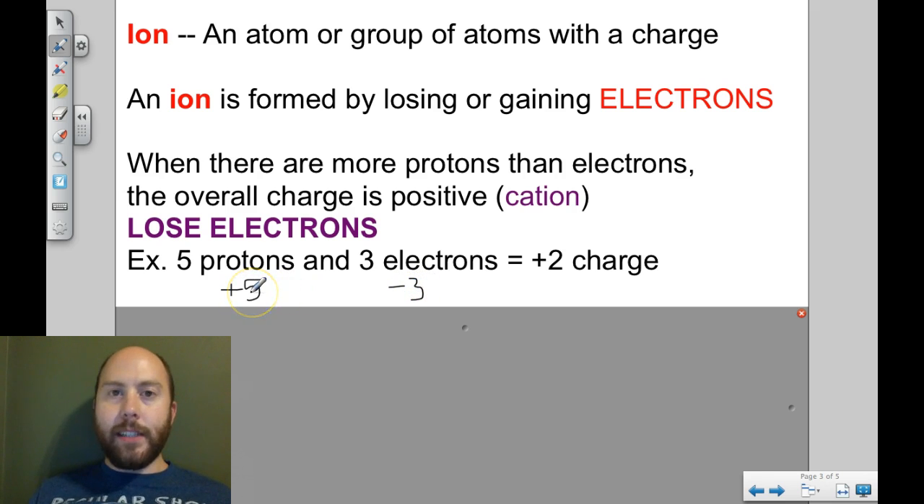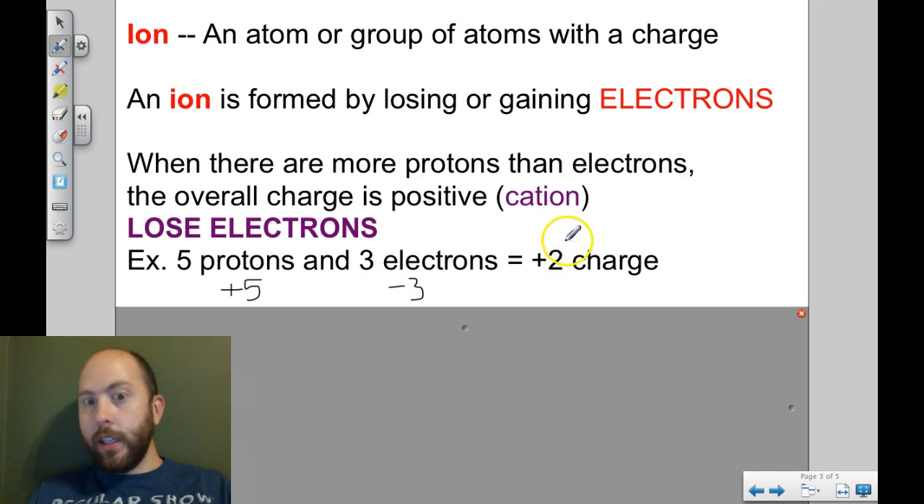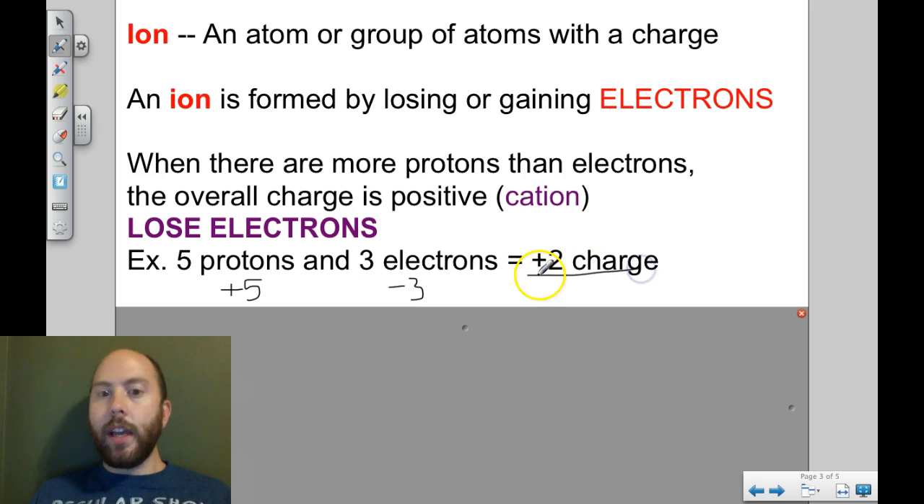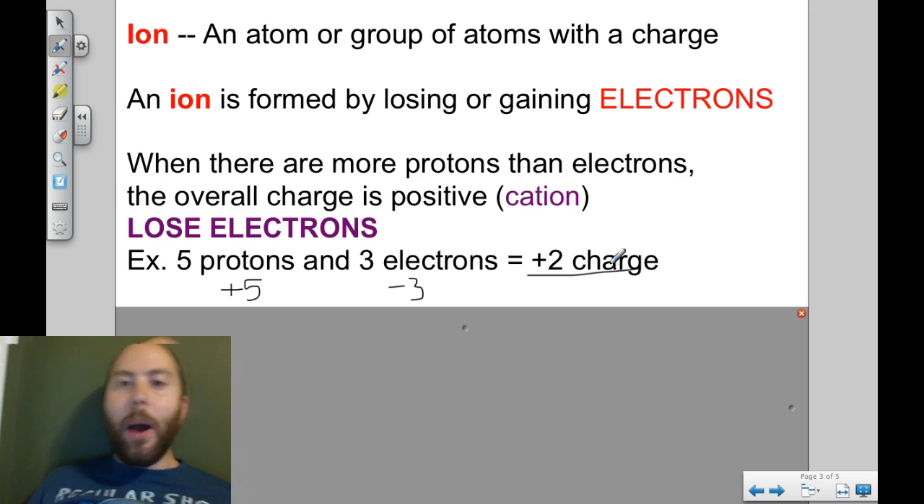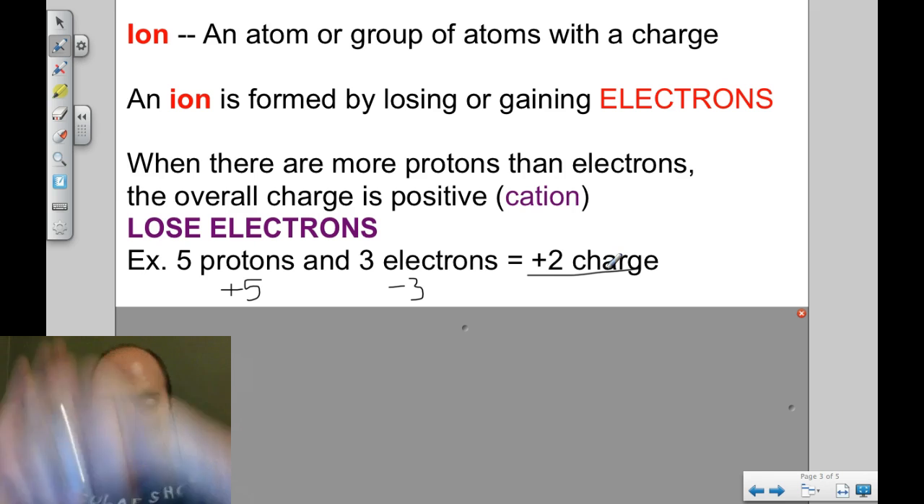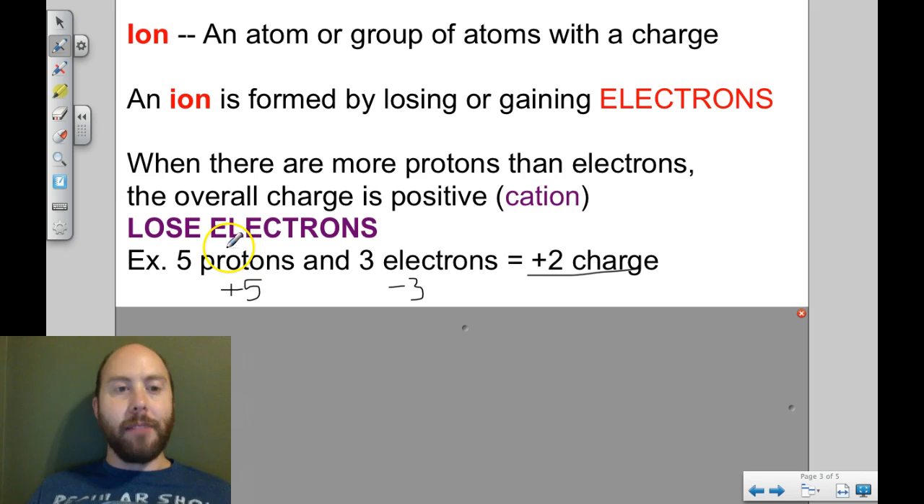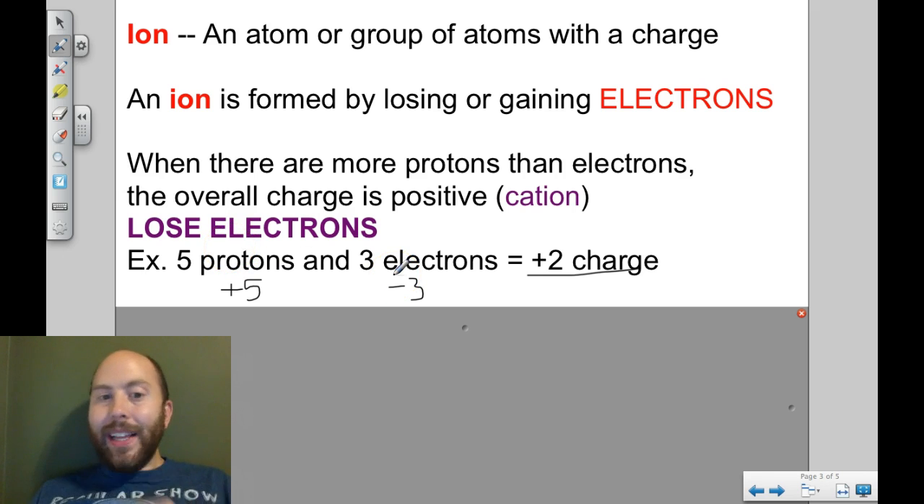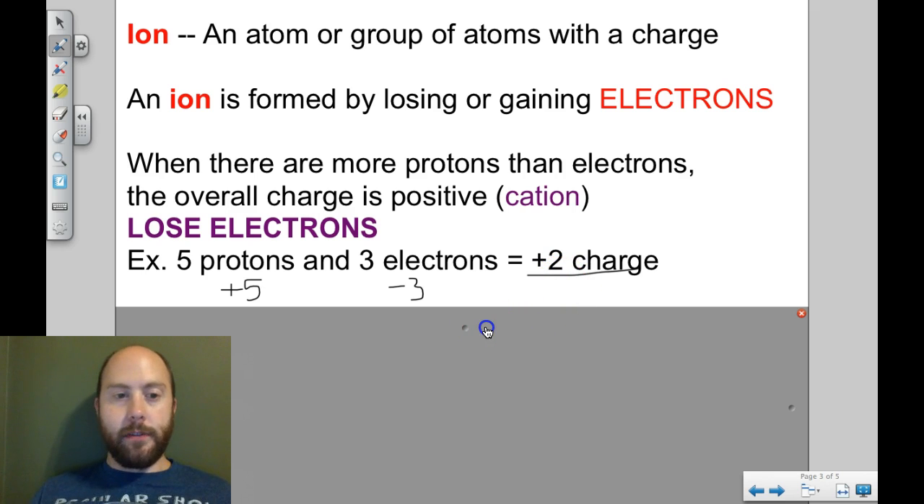Well, what's positive 5 and negative 3? Clearly it's negative 2. Okay, wow, I just said negative 2. It's positive 2. So a +2 charge. Sorry. When you lose 2 electrons, now you have 3 electrons total. Positive 5, negative 3 makes a positive 2 overall charge. So when you lose electrons, you become positive.